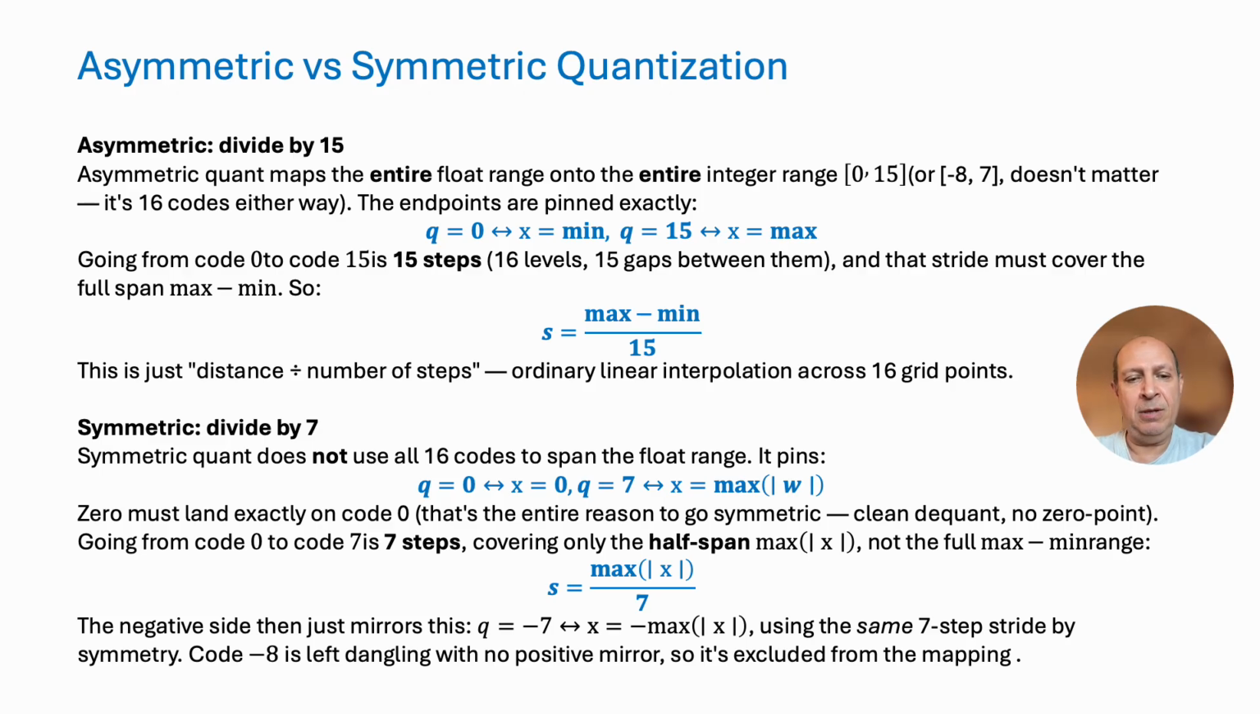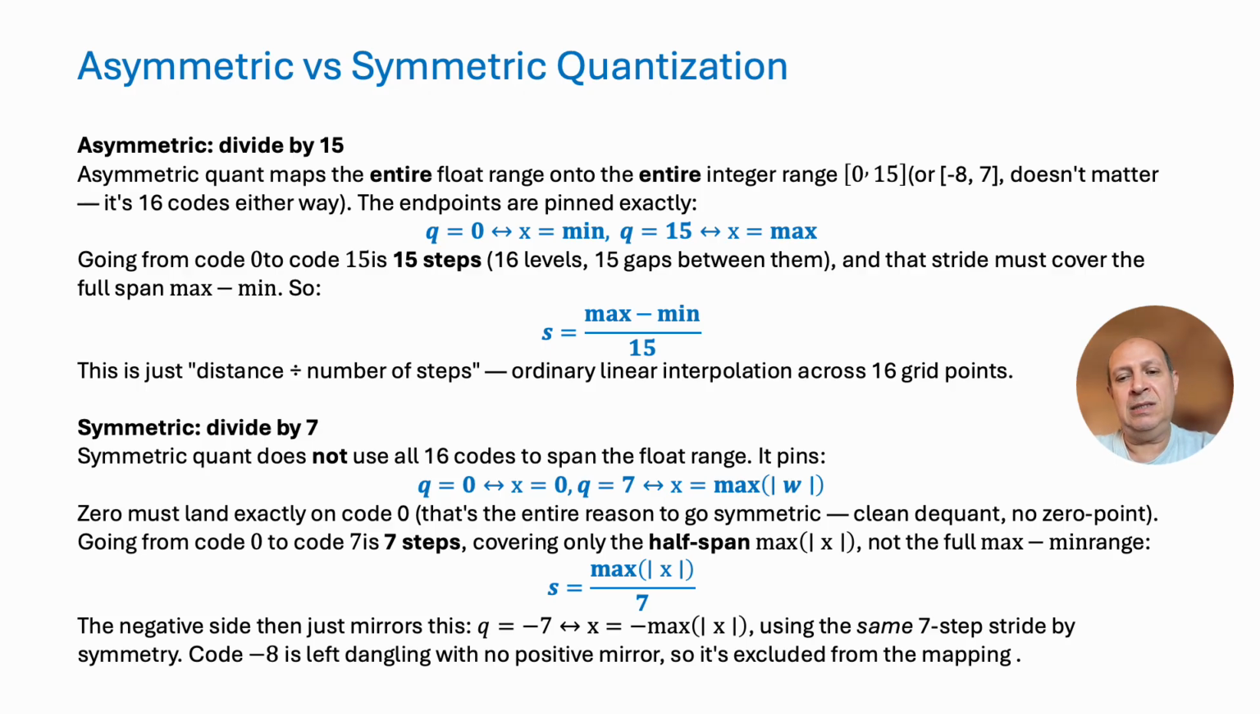And we gave an example on that earlier. This is just the distance divided by the number of steps, and then we get the scale. This is an ordinary linear interpolation across the 16 grid points, or the 16 levels we talked about. Let's switch now to the symmetric quantization.